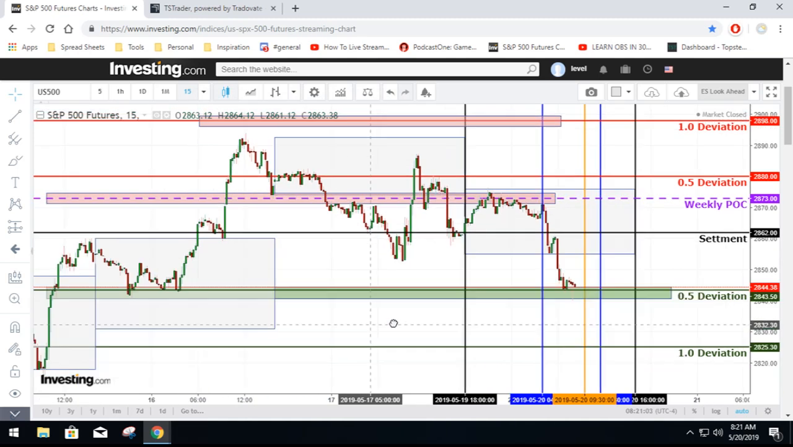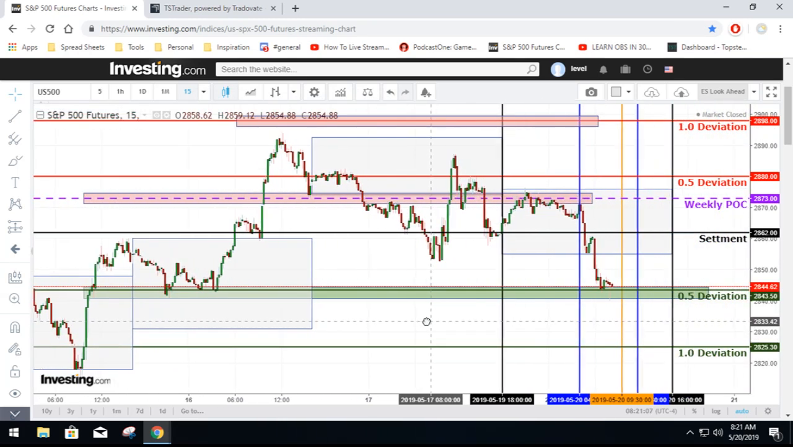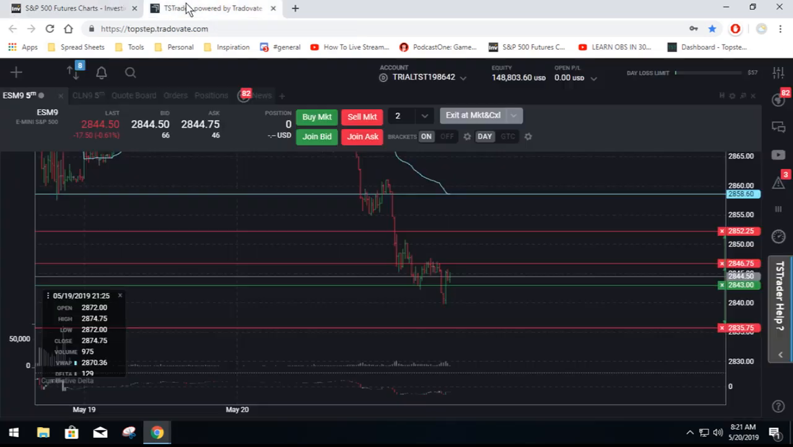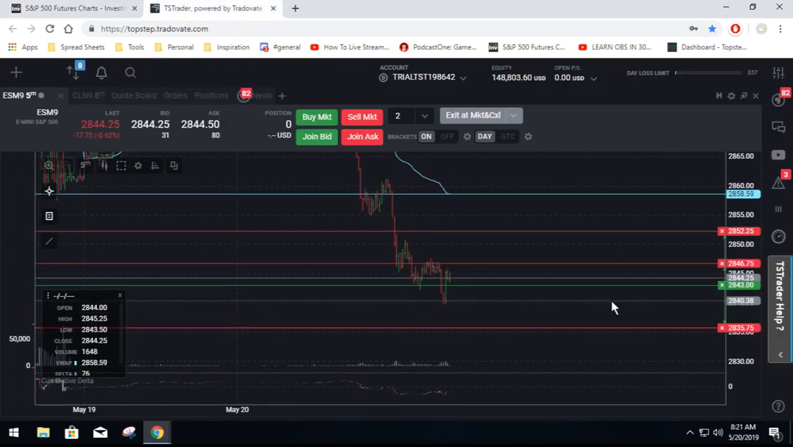We went straight into the 43s, and we're looking for a bounce off 43s back to value area at 55 as our basic trade plan. So we entered at 43s, 43.5 is a deviation to be exact. So if you're looking for in and out quickly, you could enter at 43.5.